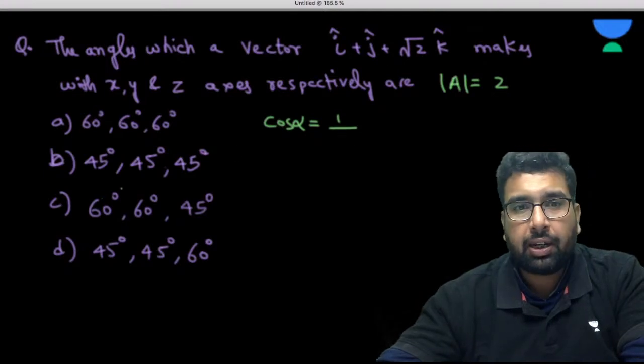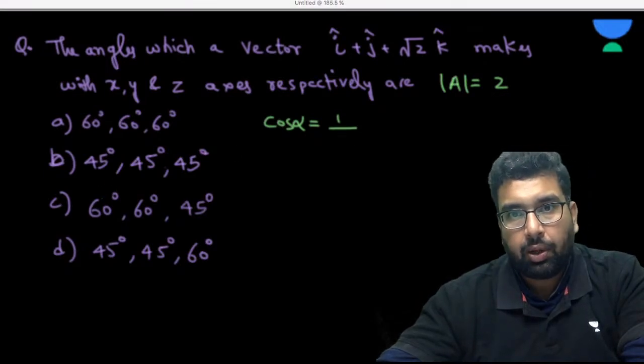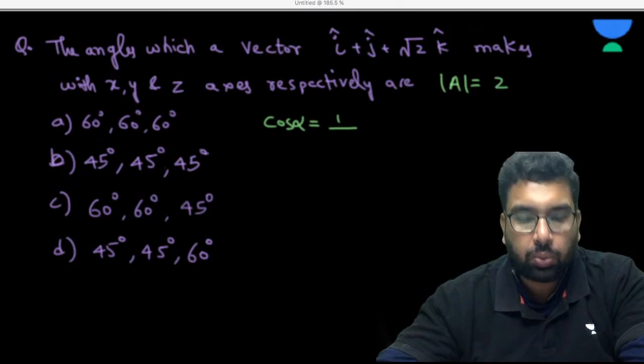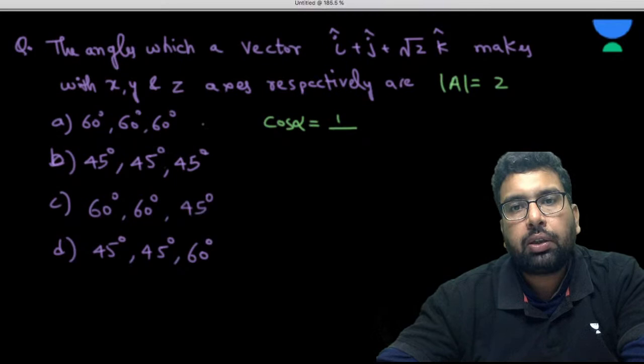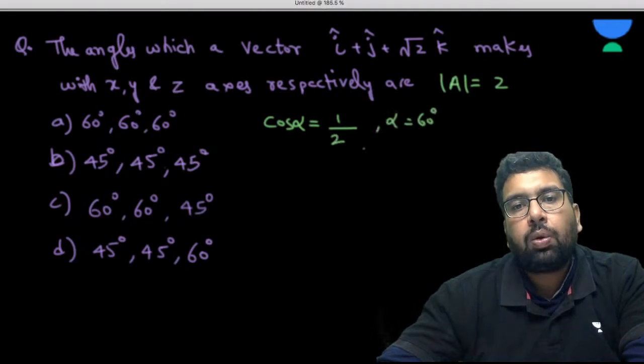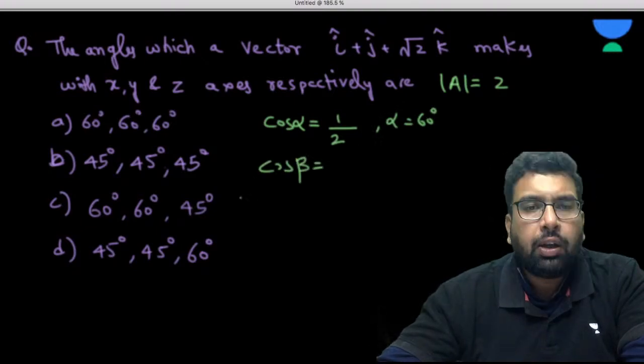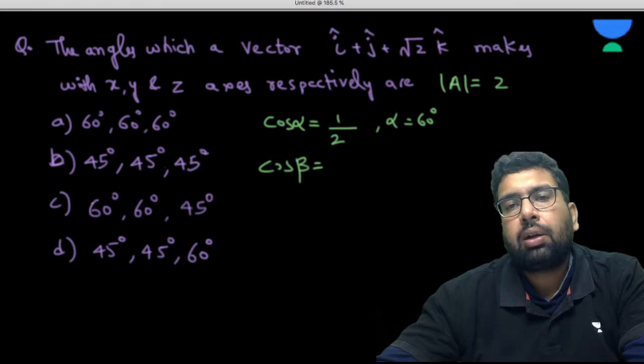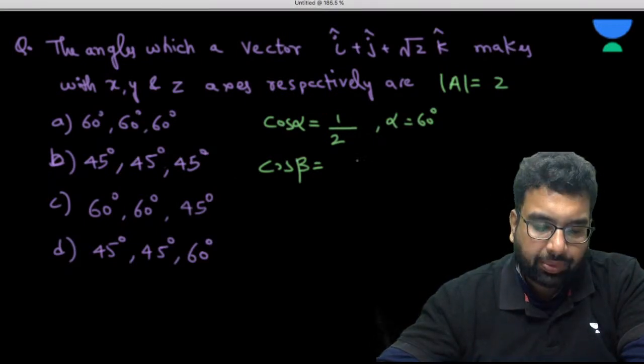We have to save the time. So 1 plus 1 plus 2, that is 4. So root over 4 is 2. So this is going to be 1 by 2, so alpha is going to be 60 degrees. Now cos beta is equal to Ay upon a mod. Right away it must come into your mind when you read the question, or you immediately start doing it in your copy or anywhere.